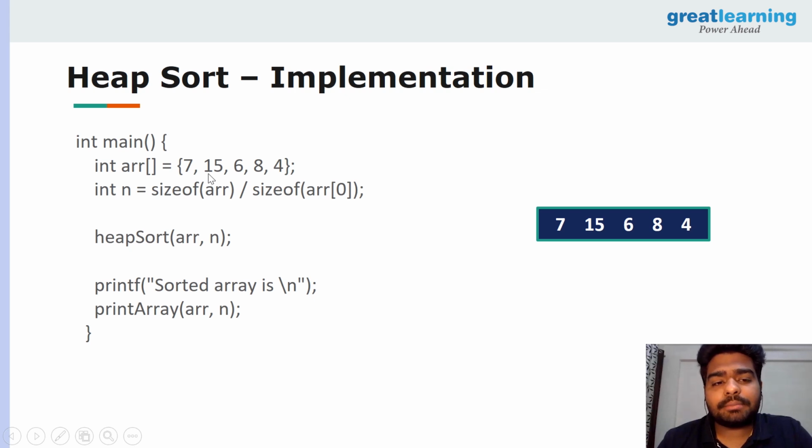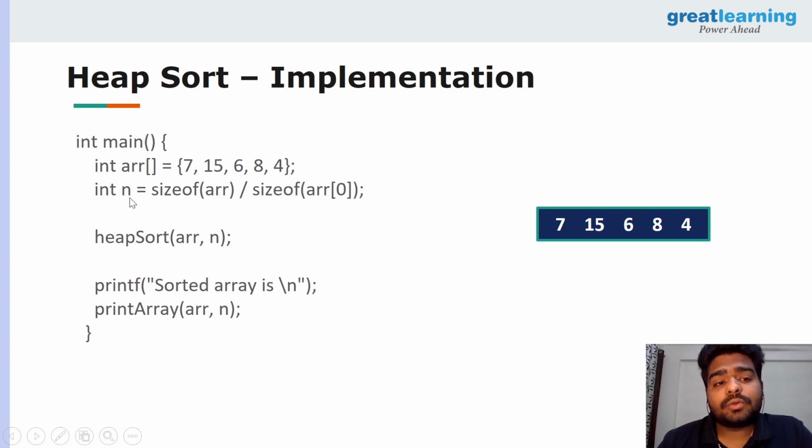So I am taking the same example, which is 7, 15, 6, 8, and 4. Now, what is this n variable doing here? N variable is nothing but taking the size of the array divided by the size of the 0th index of the array. Now, this is not even important to write because in the n, basically, I want the length of the array. My length of the array is 5. So remember always that n will be 5 in the whole program. So if you already know the elements, you can directly write n equal to 5.